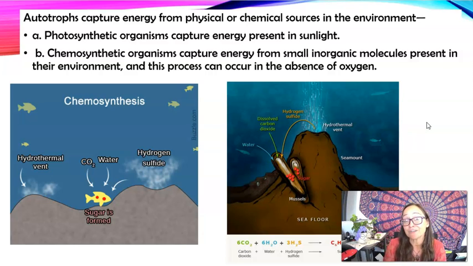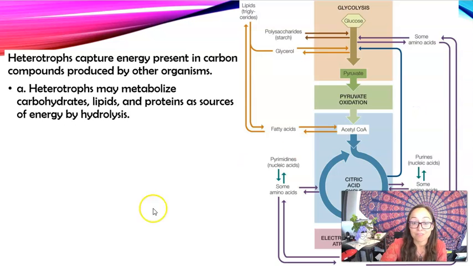So therefore, they need a different source to start that Calvin cycle and the building of organic molecules. That source is going to be the hydrogen sulfide and the chemicals coming up from the hydrothermal vents. All right, so now that's autotrophs. We have two kinds: photosynthetic organisms like plants, algae, protists, phytoplankton, and cyanobacteria, but then you also have chemosynthetic organisms that you would find in the bottom of the oceans.